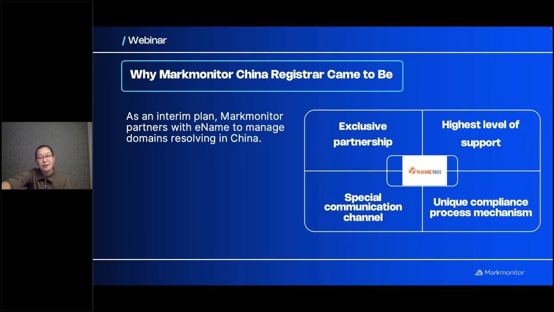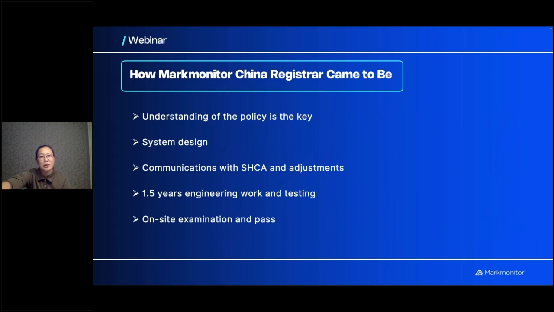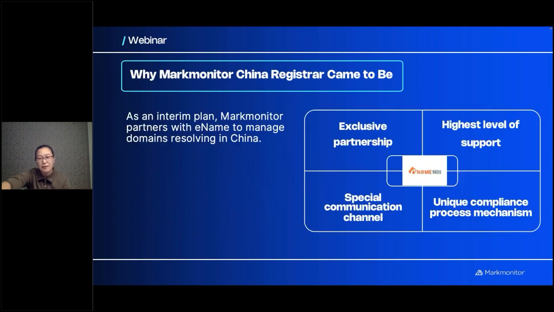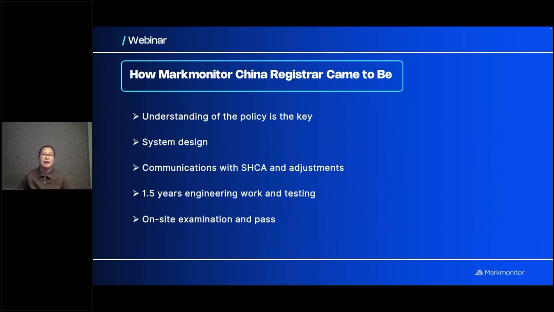But it's a transition plan. We still need to develop our own solution, because getting our own license is always our target. So in the meantime, while working with eName, at the same time we started to do the investigation to see how we can have our own license.